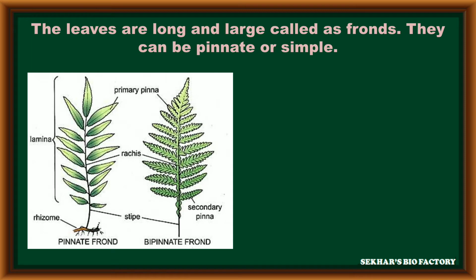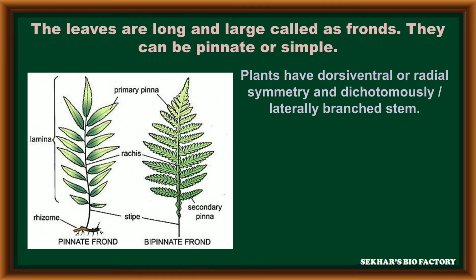In pteridophytes, the leaves are very long and large. Such leaves are called fronds. These frond leaves can be a pinnately compound leaf or a simple type of leaf. These leaves have dorsiventral or radial symmetry, dichotomously branched with a lateral branched stem.